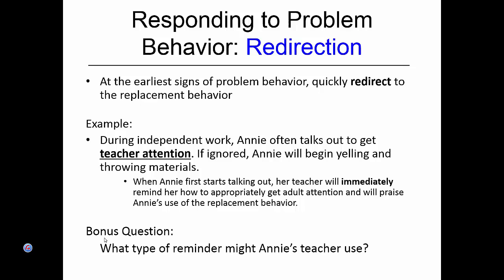So bonus question here, looking at Annie's scenario where she's seeking teacher attention, what type of reminder or prompt might Annie's teacher want to use to remind Annie how to request adult attention?